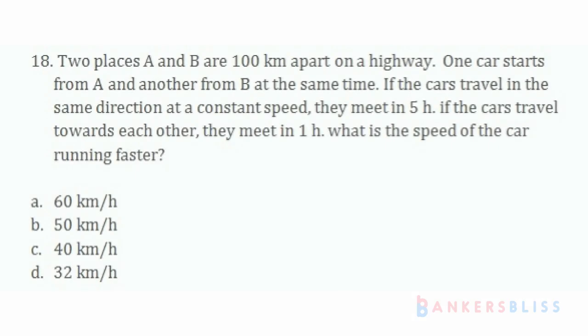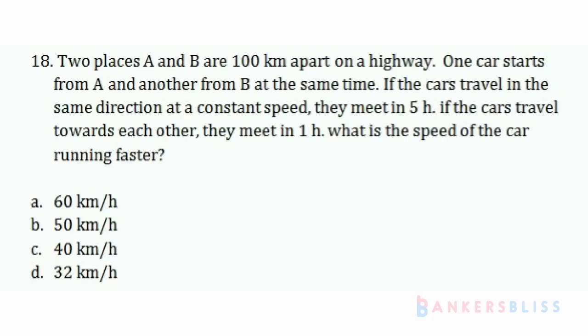Problem number 18. Two places A and B are 100 km apart on a highway. One car starts from A and another from B at the same time. If the cars travel in the same direction at a constant speed, they meet in 5 hours. If the cars travel towards each other, they meet in 1 hour. What is the speed of the car running faster?